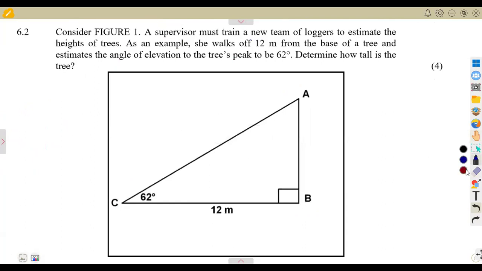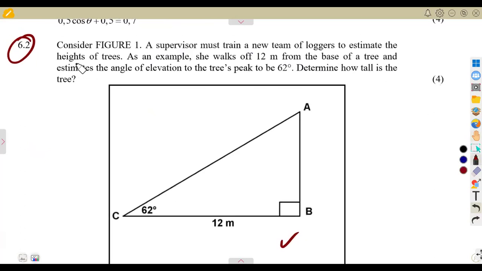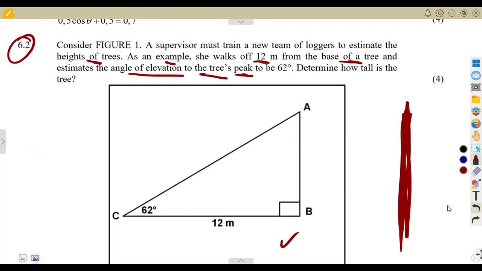All right, 6.2, we are given a figure to consider, which is Fig 1. A supervisor must train a new team of loggers to estimate the height of trees, as an example. She walks 12 meters from the base of the tree and estimates the angle of elevation to the tree's peak. Remember, guys, it's a vertical representation. So this is your tree.